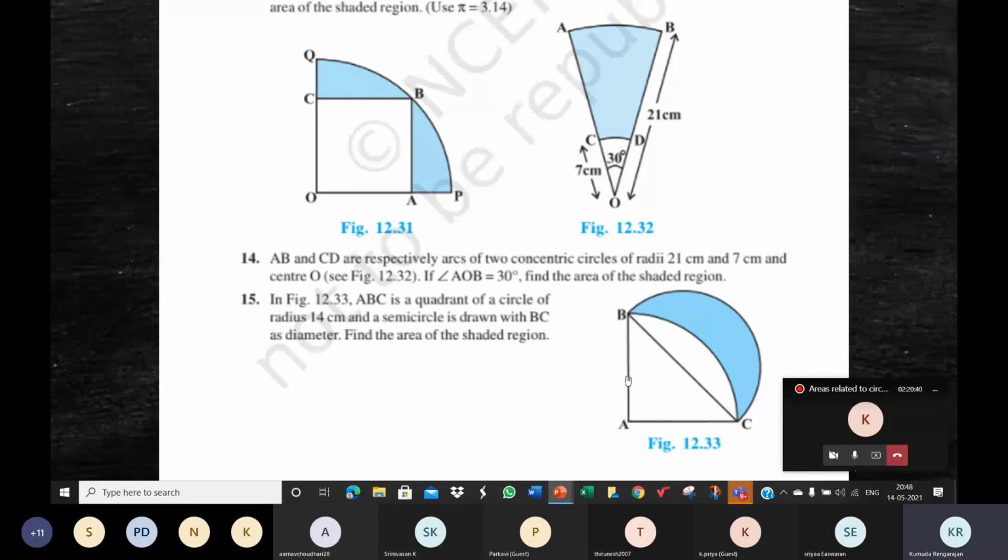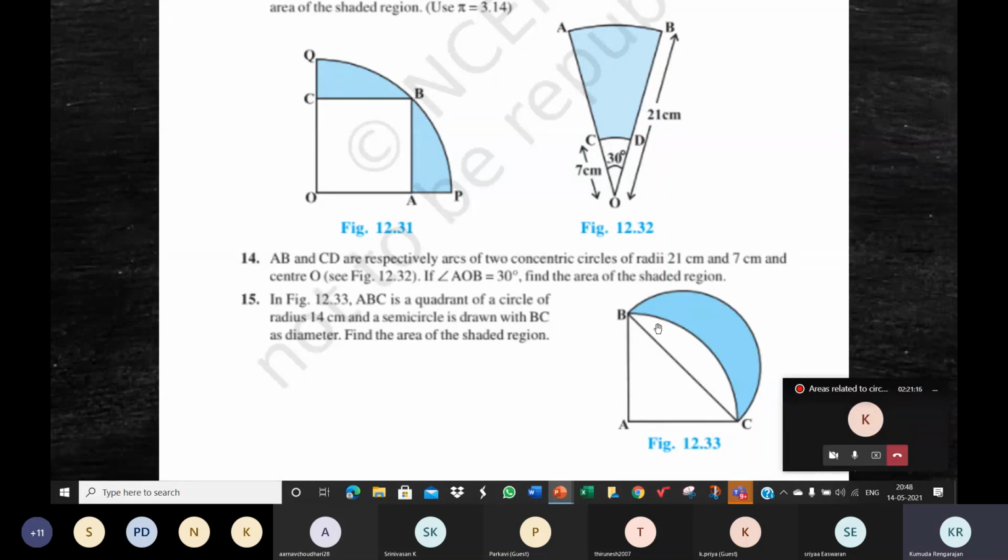I'm going along the boundary of the quadrant. See here, this radius, and this one. This is the quadrant. And BC is clearly the hypotenuse. With the hypotenuse as the diameter, a semicircle is drawn. That means half of BC is the radius of the semicircle. So that's what we are interested in.